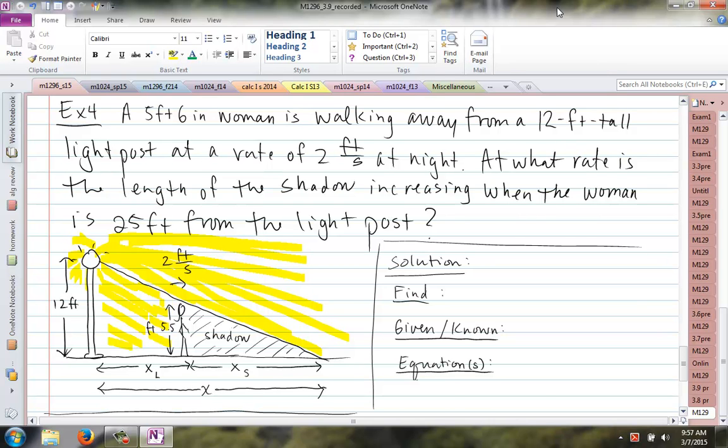Example 4 from 3.9 is a 5'6" woman is walking away from a 12-foot tall light post at a rate of 2 feet per second at night. At what rate is the length of the shadow increasing when the woman is 25 feet from the light post?